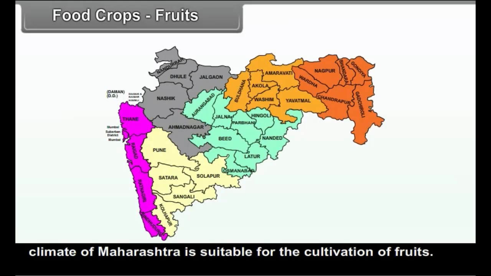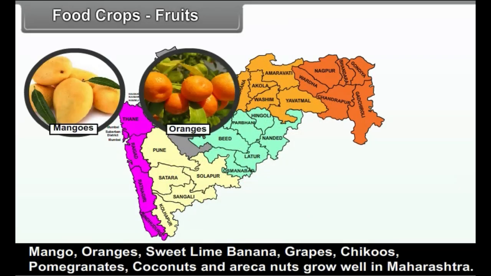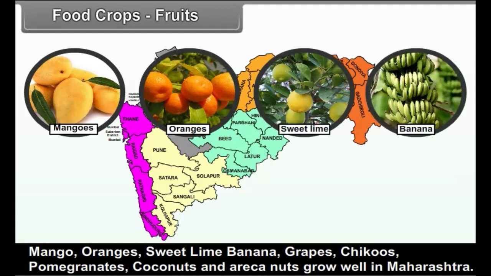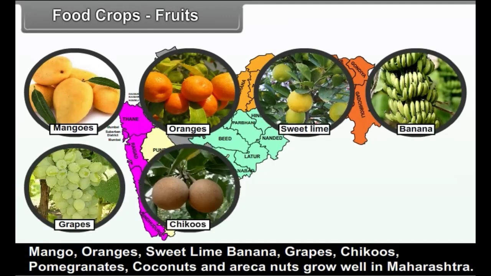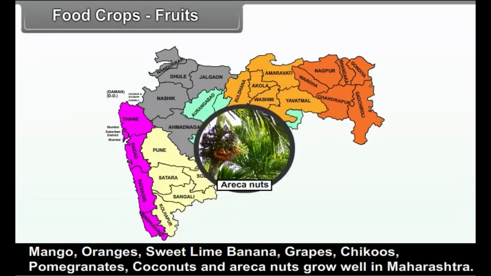Fruits. The climate of Maharashtra is suitable for the cultivation of fruits. Mango, oranges, sweet lime, banana, grapes, chikoos, pomegranates, coconuts and areca nuts grow well in Maharashtra.